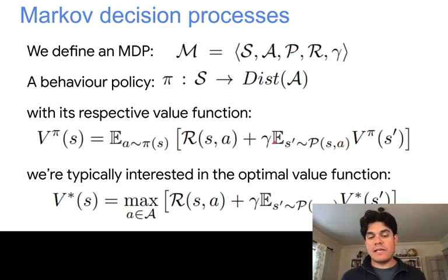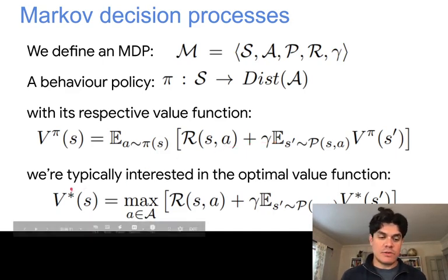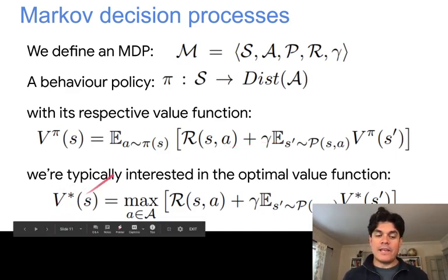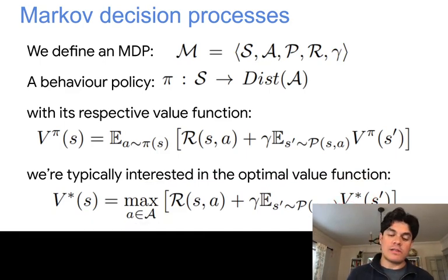And so what we're typically interested in is the optimal value function, which we denote as v star. And here note that there's no policy. We're maximizing over actions, but note that v star occurs on the left-hand side and the right-hand side. And again, this is well defined, and we can actually solve for v star.